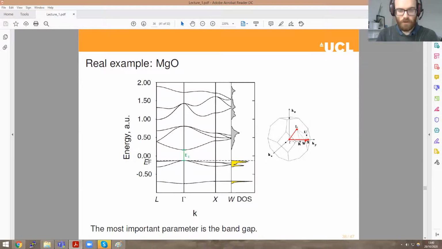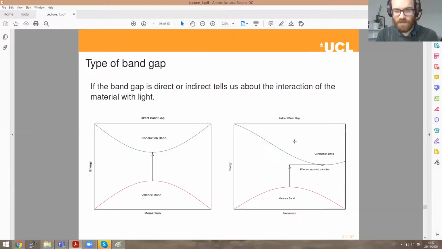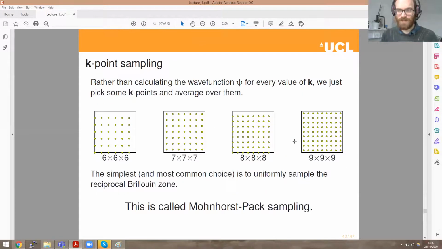But using a uniform grid is just because it's the simplest thing to do. You can definitely argue that there are more intelligent choices of K-point sampling that you could make. You could very intentionally choose points that were important to the band structure you're interested in. But then that becomes a massive amount of work in itself, so people don't very often do it.